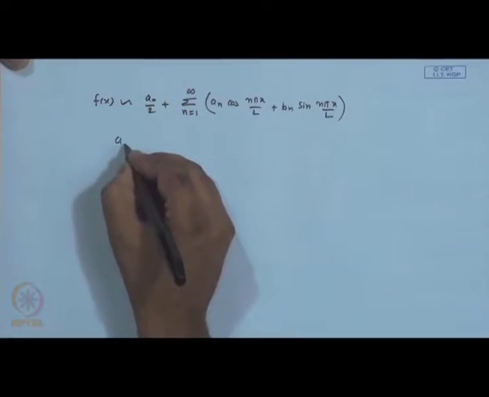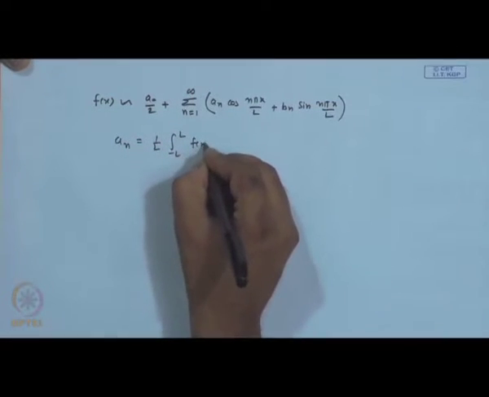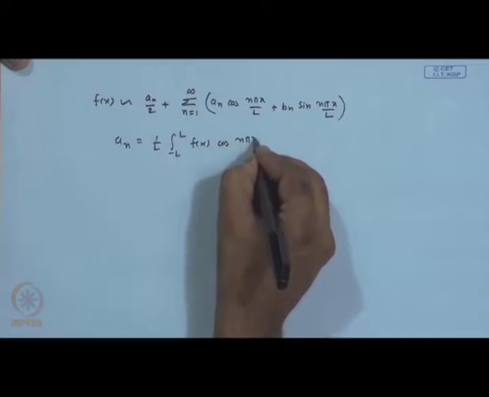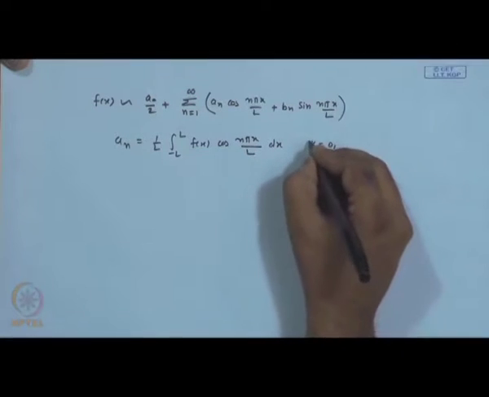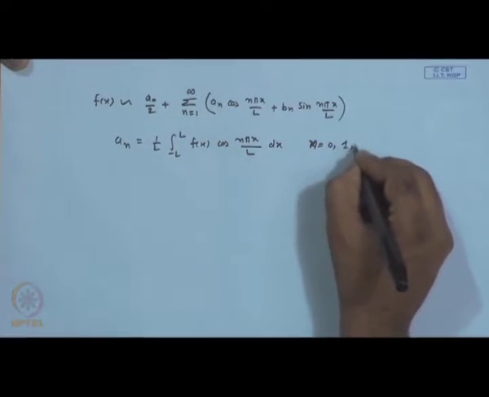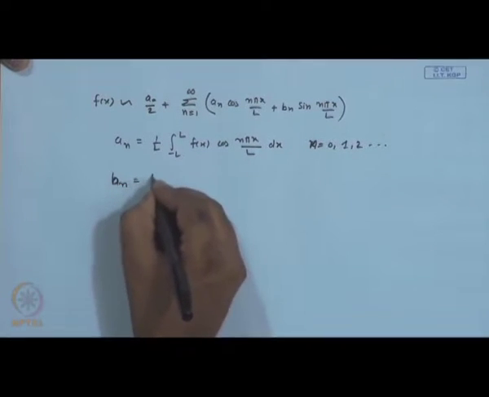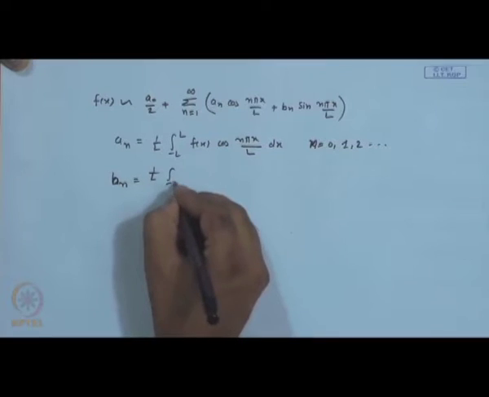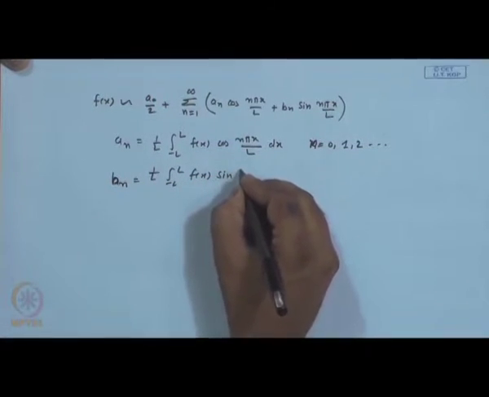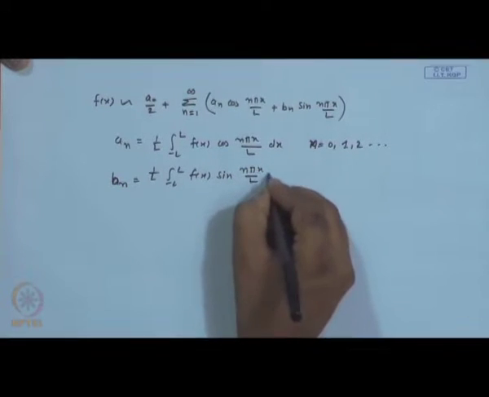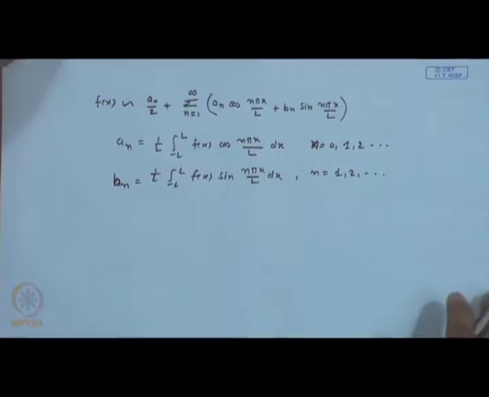where these coefficients are: a_n equals 1 over L, integral from minus L to L, f(x) cos(n pi x over L) dx, with n equal to 0, 1, 2 and so on, and b_n equals 1 over L, integral from minus L to L, f(x) sin(n pi x over L) dx, with n equal to 1, 2 and so on.